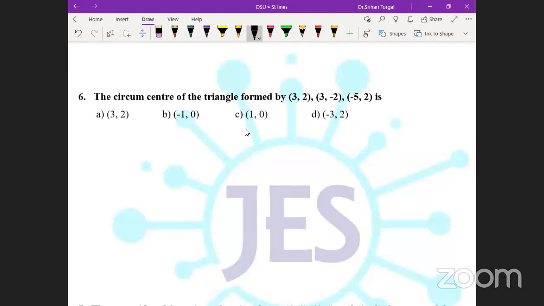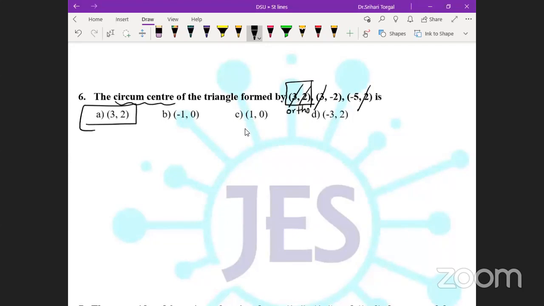Yeah, let me find out all that. I tell you the technique again. 3, 3 cancelled, right? This 2 and this 2 cancelled. The point which you cancelled both is called orthocenter. Now you have to calculate circumcenter.